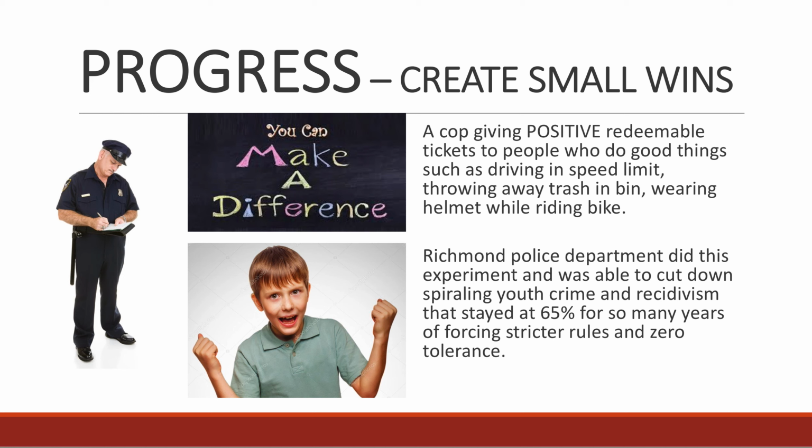Create small wins. So here on the left, you see a cop giving positive redeemable tickets to people who do good things, such as driving within the speed limit, throwing trash in the bin, and wearing a helmet while riding a bike. Richmond Police Department did this experiment and was able to cut down spiraling youth crime and recidivism that stayed at 65% for so many years of forcing stricter rules and zero tolerance.